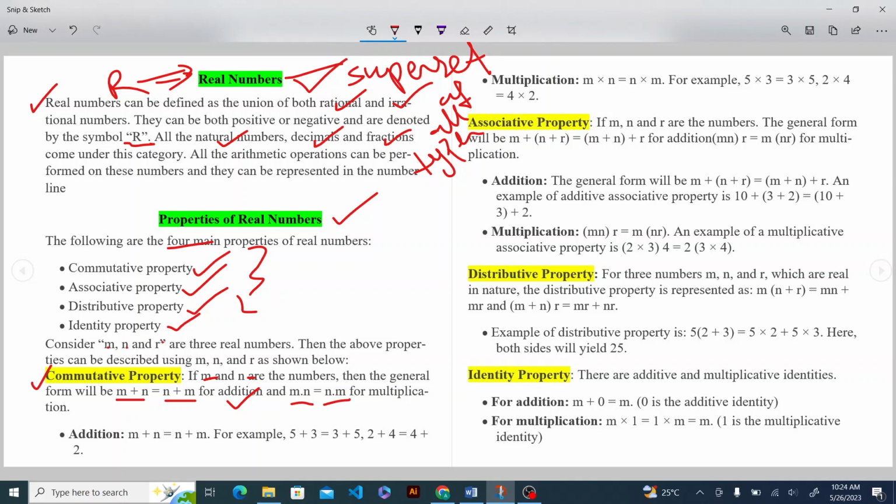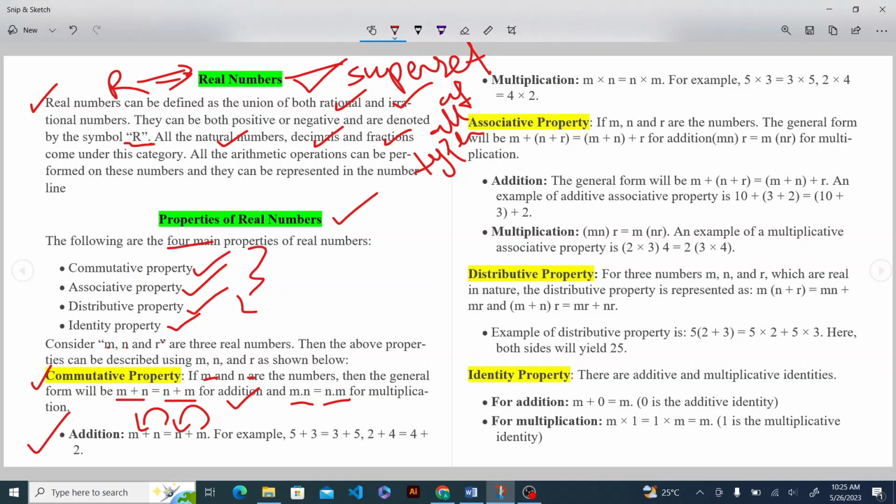Let's clarify this with an example. Actually, what does it say? Let's do it for addition first. What does the commutative property say of real numbers? For addition, it says that if you add n to m or you add m to n, it doesn't make any difference for the resultant value.